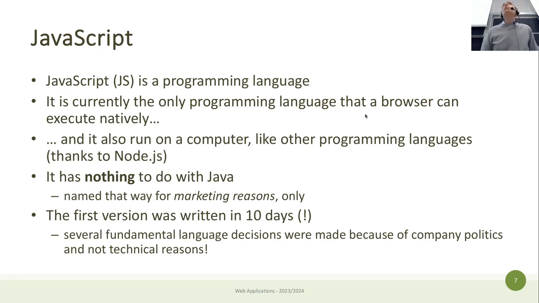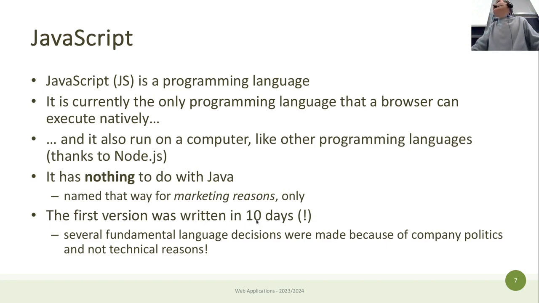It can be run in the browser, as I said, but we can run it also in a programming environment. And we have a programming environment, that one that I asked you to install in the previous hour, that is this Node.js. Okay? It's the interpreter of JavaScript that can run as a standalone program in a computer. It has nothing to do with Java. I recommend you remember that, Java is a completely different thing. Probably they call it JavaScript because when they invented it, Java was a nice thing, so they wanted something that sounded similar. Okay? The first version was written in 10 days.